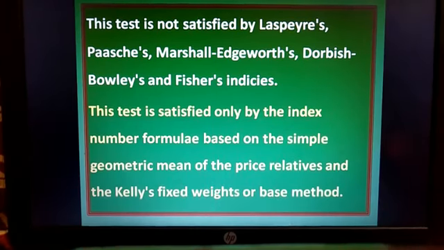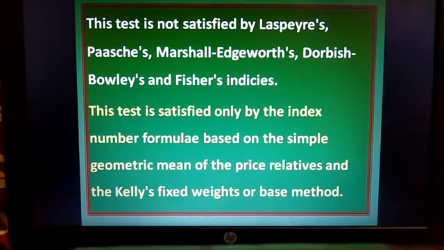Then which are the index numbers which satisfy circular test? Here it has been given in the second half of the slide that this test is satisfied only by the index number formulae based on the simple geometric mean of price relatives and Kelly's fixed weights or fixed base method. So these are the only two index numbers which will be satisfying circular test. Which are those two? Simple geometric mean of price relatives and Kelly's fixed weight or fixed base method.